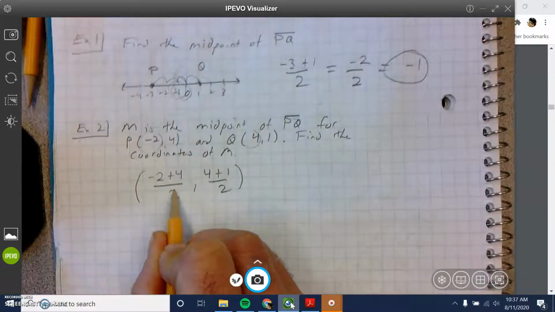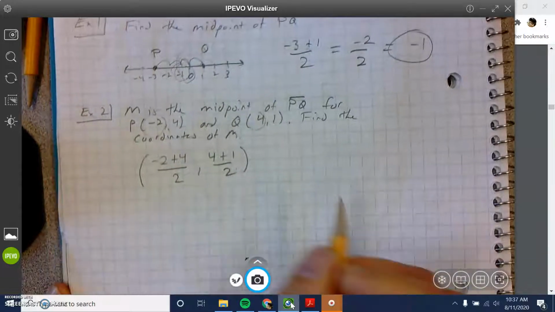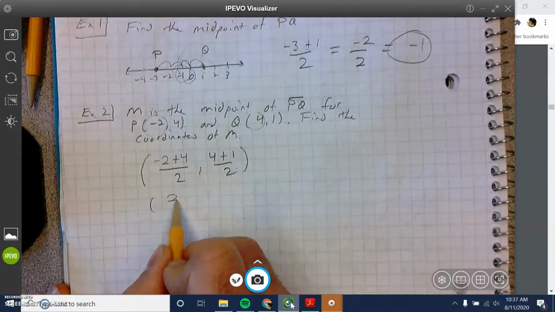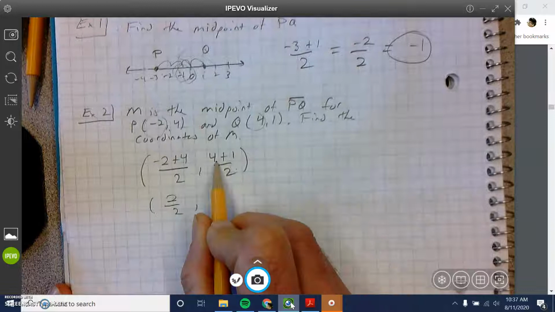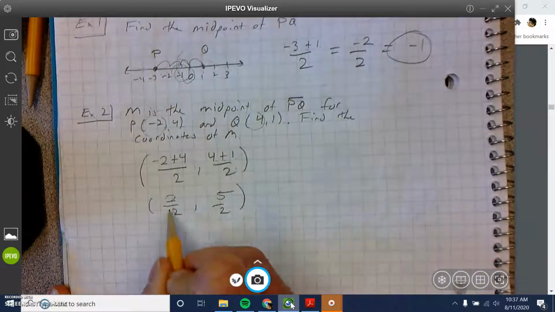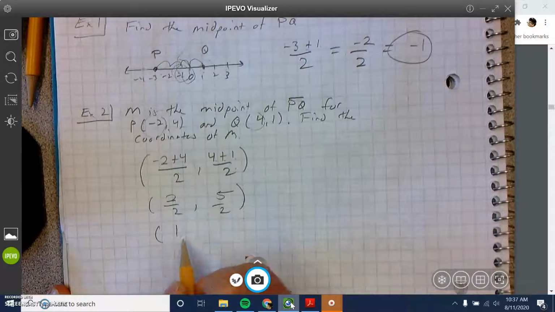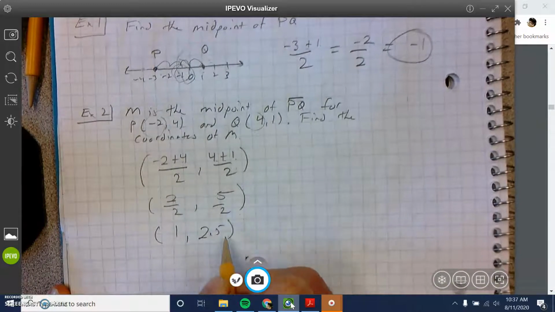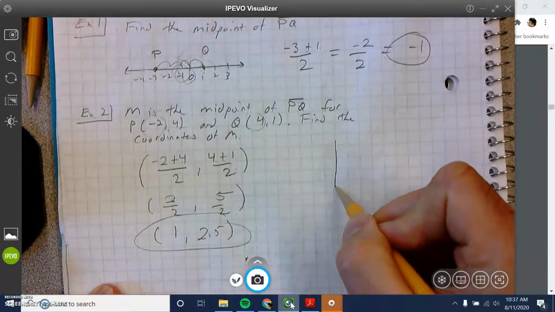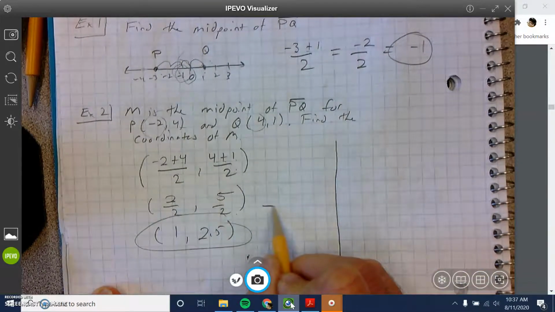So we're finding the average of the x's and the average of the y's. That's -2 plus 4, which is 2. 4 plus 1 is 5. So this is going to be 2 divided by 2, which is 1, and 5 divided by 2, which is 2.5. Is that right? I don't even know. Let's just draw a picture to make sure that that is legit.